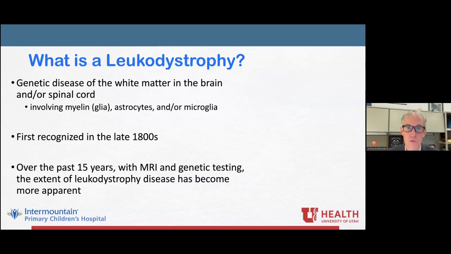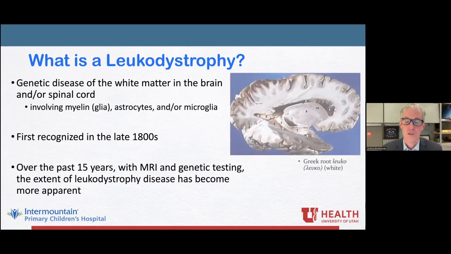So we're all here and we're familiar with the concept of a leukodystrophy, a genetic disease affecting the white matter in the brain. They've been known for a long time, since the 1800s, but really in the past 15 or so years there's been an explosion of understanding as we've used MRI to look at people's brains, and with genetic testing, we're realizing more and more how many different leukodystrophies there are. It's called a leukodystrophy because if you look at the brain, the part of the brain that's affected is the white matter, and it looks white. The word for white in Greek is leuko.